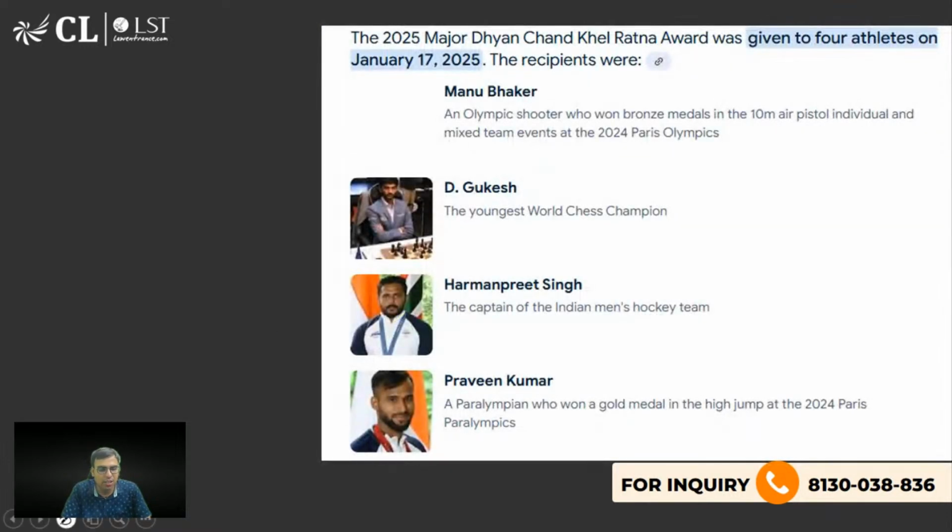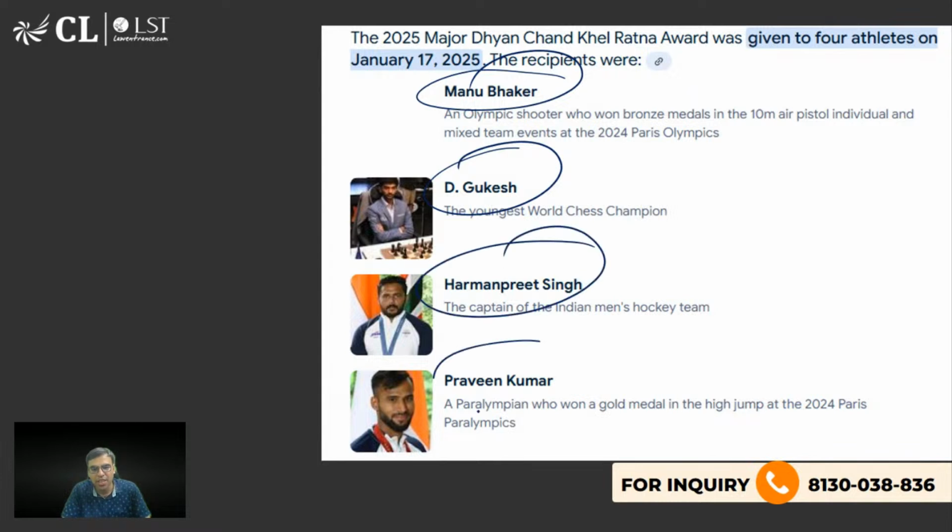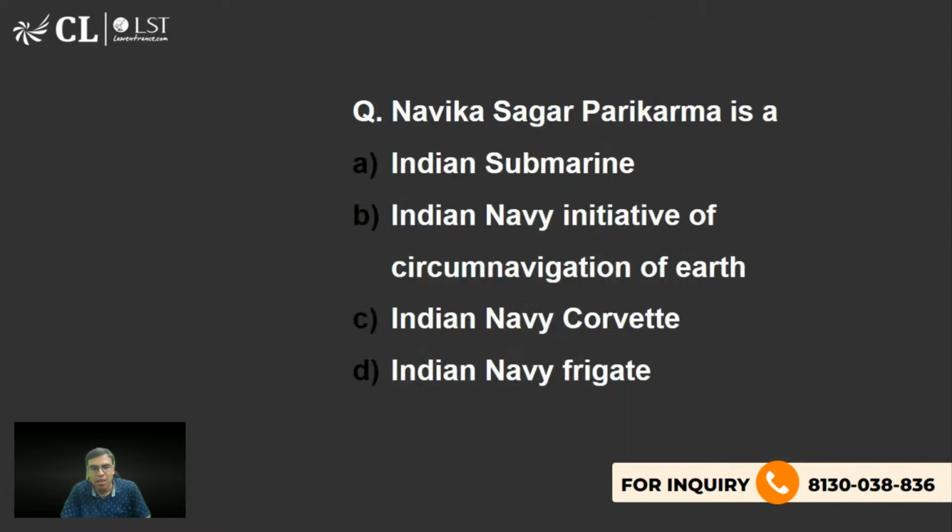So these are the winners: Manu Bhaker, D. Gukesh, Harmanpreet Singh, and Praveen Kumar. He is very famous. D. Gukesh, world chess champion, the youngest chess champion. A question can come on him, so just remember it. I'm sure you must be aware of D. Gukesh. The next is Navika Sagar Parikrama, very much in the news.